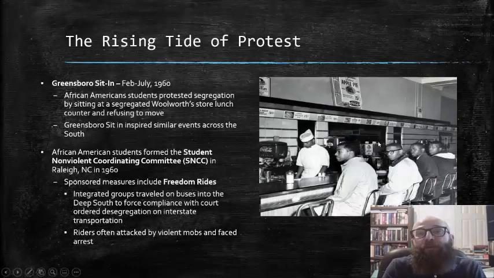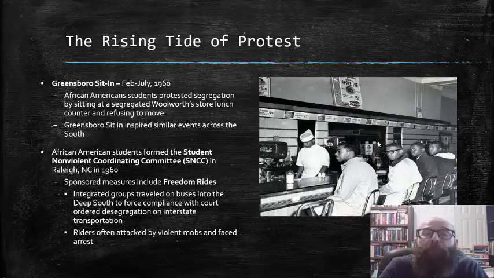As the 1950s rolled into the 1960s, a new wave of protests emerged against segregation, particularly in the South, where segregation was most deeply embedded. The first and most notable of these, which really galvanized these protest movements in general, were the Greensboro sit-ins in Greensboro, North Carolina, from February to July of 1960.